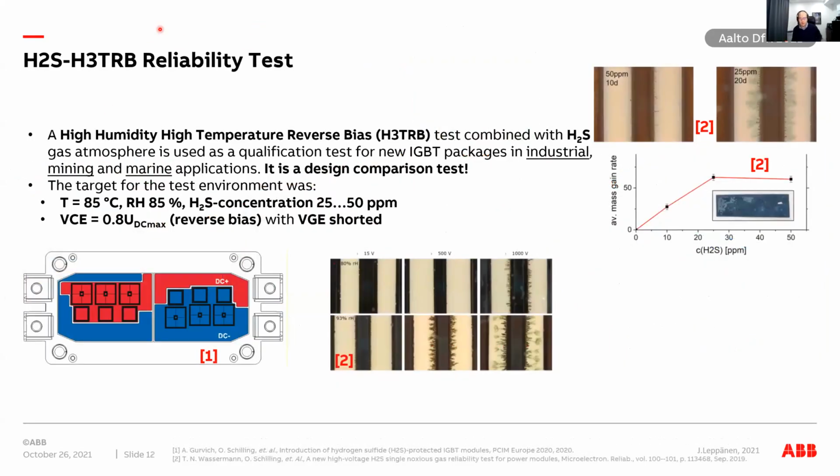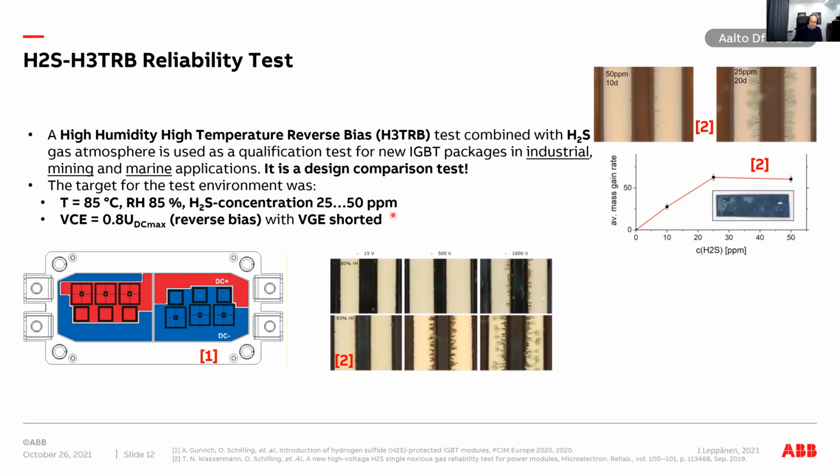So what can be done to test this kind of issue? You remember this H3TRB test? You can come up with a test that's almost the same, except it will have this hydrogen sulfide in really high concentrations also. Some people are also using sulfur dioxide, but it seems to be less reactive with this copper in this kind of a case. So this is actually the best alternative at the moment.